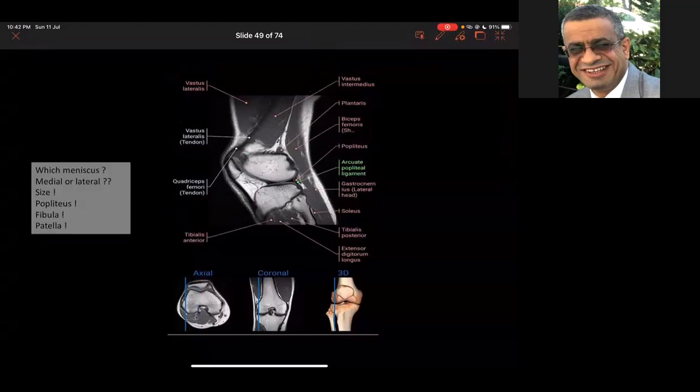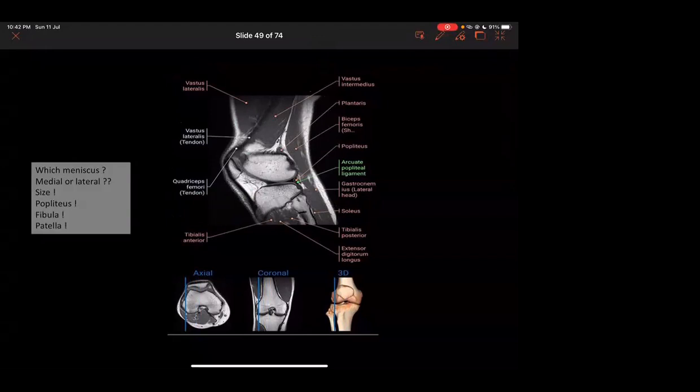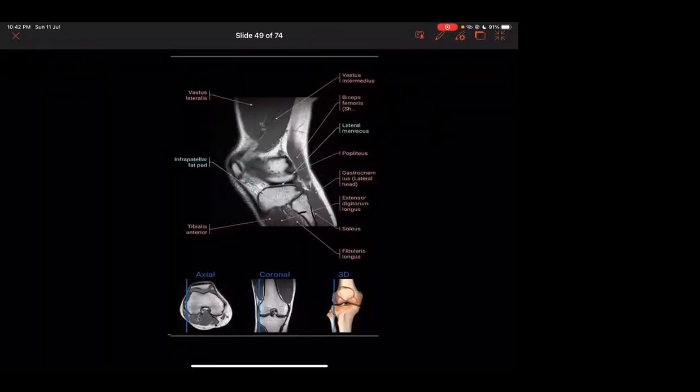Here the lateral meniscus started to appear. We know that this is the lateral meniscus by the size of the posterior and anterior horns, which are both in equal size. And the fibula appeared here, and the patella started to appear. This is the body of the lateral meniscus.